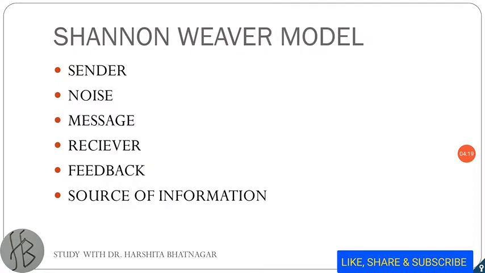The second model is the Shannon-Weaver model. In 1947, Shannon and Weaver proposed this model. In this model, first of all, the information source is a very important element. Here, the information is generated from the source, it is transmitted and passed through the noise, and it will be received by the receiver, and the receiver will give feedback. Here in this slide, there is one mistake. The source of information will be on the top, and then sender, noise, message, receiver, feedback.